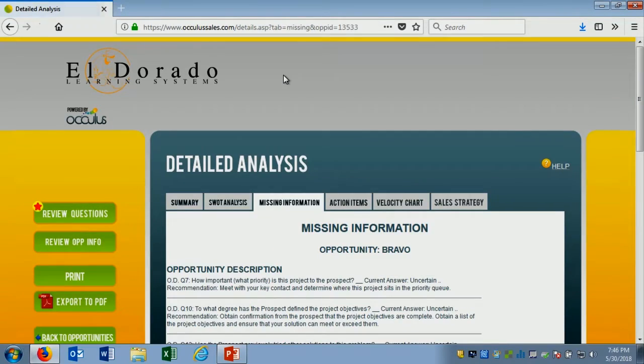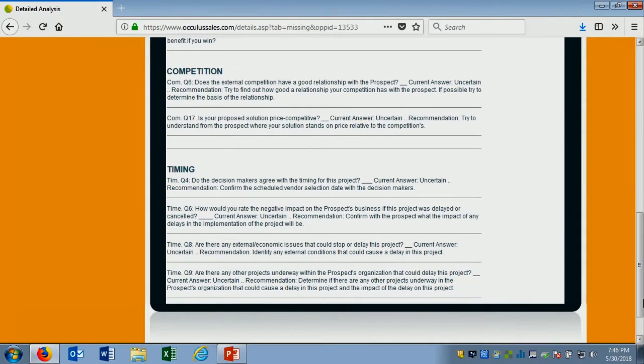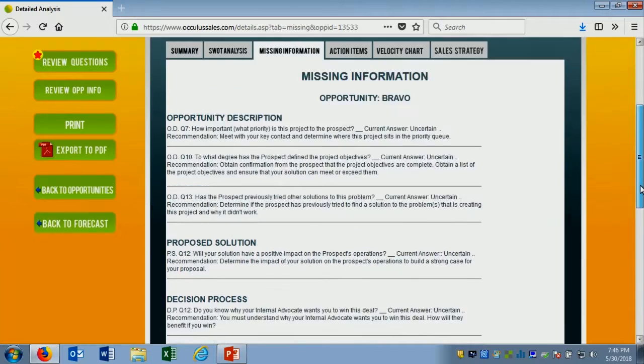Look into the missing information. Okay, what's the missing information that I have? Look at all those, the three areas that we want to really look into. Do the decision makers agree with the timing for this project? Uncertain. Recommendation: confirm the schedule and vendor selection date with the decision makers. So that gives you the absolute playbook.